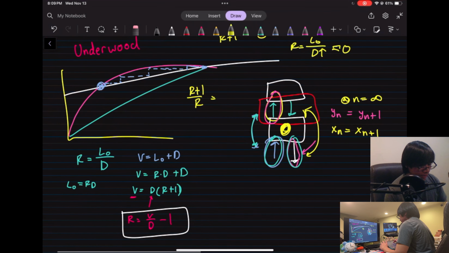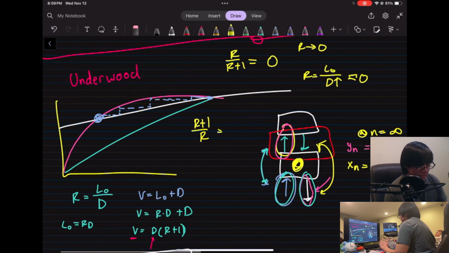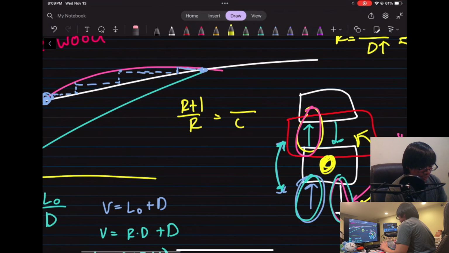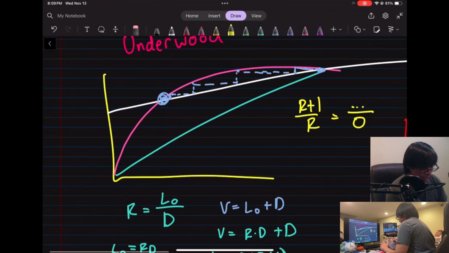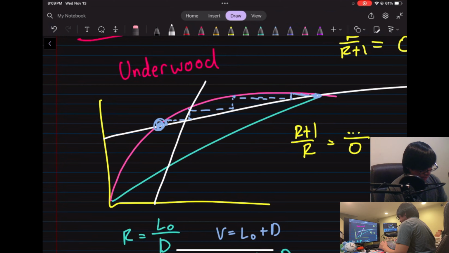So, the stripping line. Now the slope is flipped, but if R approaches 0, then we have an undefined divide by 0, so it essentially becomes a vertical line here. And you'd imagine we also start from our mass balance.